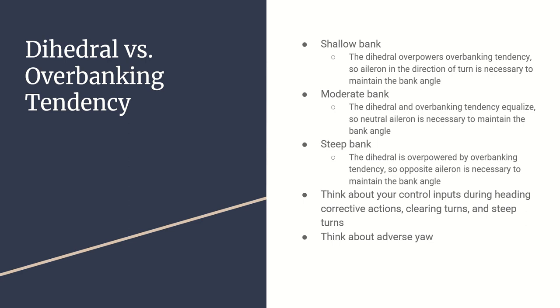Here are a few different scenarios you might find yourself in on the regular. If you're correcting your heading, you're going to put a very small bank in there, and you have to keep those controls into the turn, otherwise that airplane's going to go back to straight and level. If you're doing clearing turns, you likely have a moderate bank, so you'll probably be able to just have controls neutral. And if you're doing steep turns, you will likely have to have some opposite aileron to make sure that the overbanking tendency is not increasing your bank.